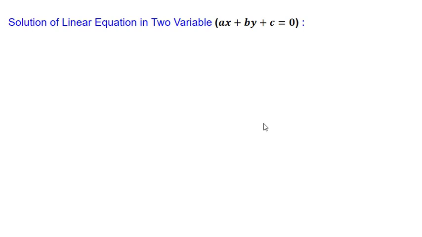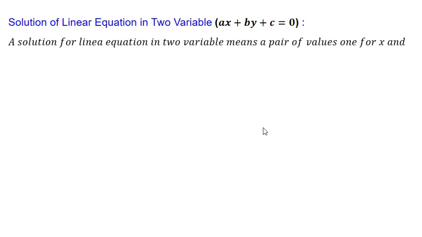Now let us see what we understand by solution of linear equation in two variable. A solution for linear equation in two variable means a pair of values, one for x and one for y, which satisfies the given equation. So if my equation is ax plus by plus c equal to 0, then I have to find the value of x and y which gives me the answer for this ax plus by plus c as 0.